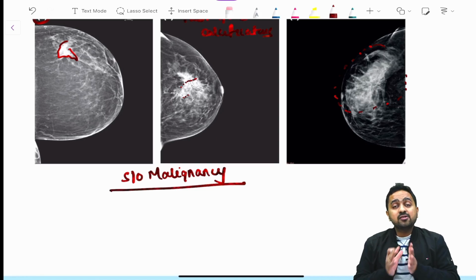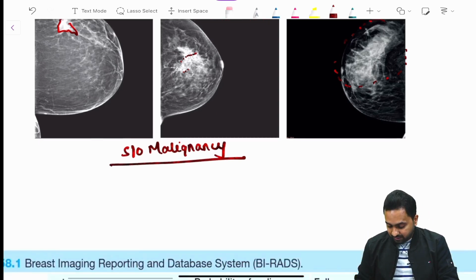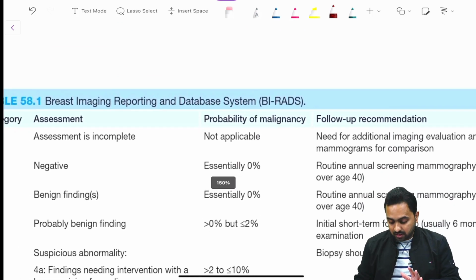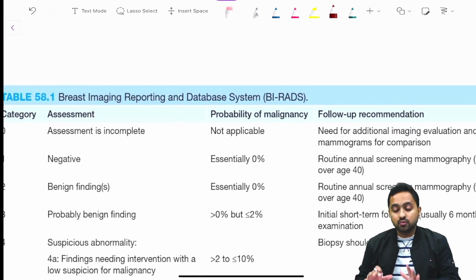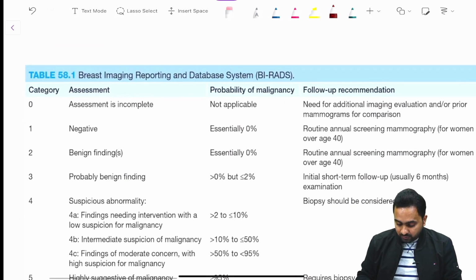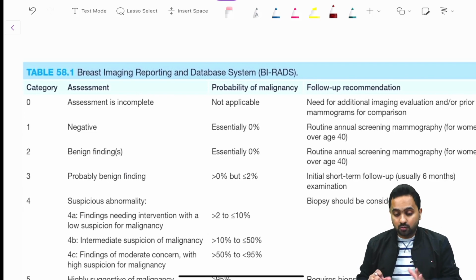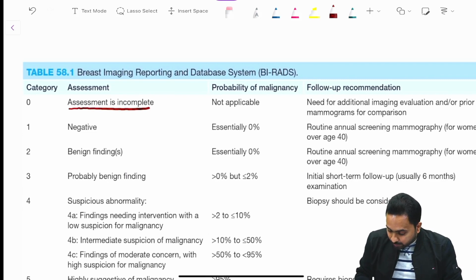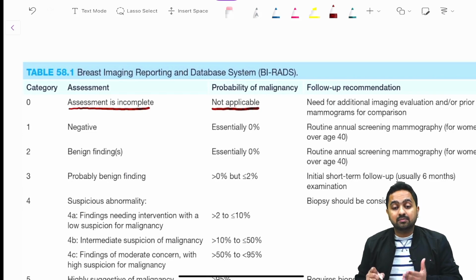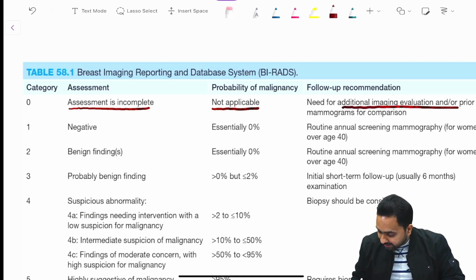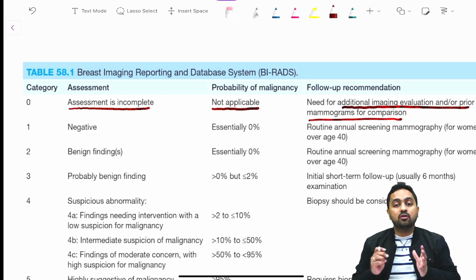Now there is a standard protocol of reporting on your ultrasonography and mammography imaging, which is your breast imaging reporting and data system, right? It is a universal reporting system used for breast disorder. So let's take a look at the various categories. We have your first category, which is category 0. So what happens over here is that the assessment is incomplete, right? The probability of malignancy would not be applicable because your assessment is incomplete and it would need additional imaging evaluation and proper mammograms for comparison.